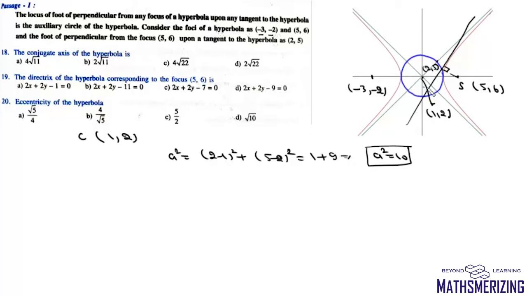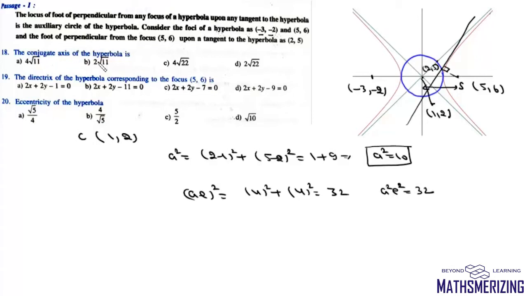Now distance between focus and center is A into E. So we can write AE square as this distance 5 minus 1, which is 4 square, plus 6 minus 2, which again is 4 square. So it will be simply 32. So value of A square E square is 32.